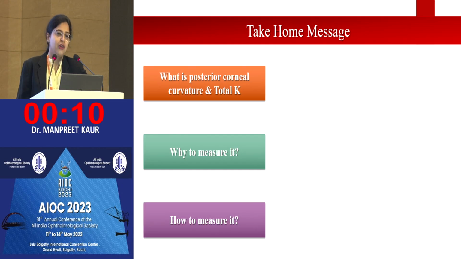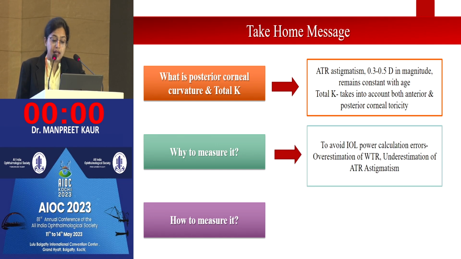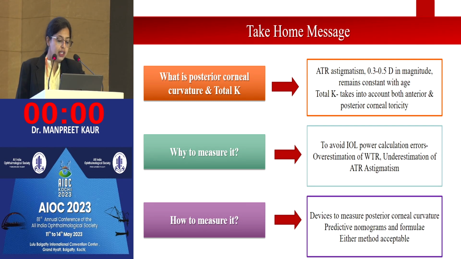So, the take home message: what is posterior corneal curvature and total keratometry? It's an against-the-rule astigmatism of 0.3 to 0.5 diopter in magnitude that remains more or less constant with age. The total keratometry takes into account both the anterior and posterior corneal toricity. Why measure it? To avoid IOL power calculation errors. Not taking it into account leads to overestimation of with-the-rule and underestimation of against-the-rule astigmatism. How to measure it? There are devices that will measure the posterior corneal curvature, and predictive nomograms and formulas. Either method is acceptable, just do not ignore it.